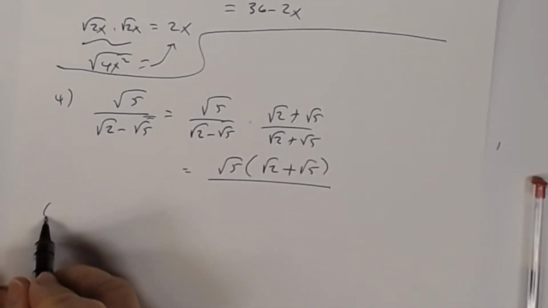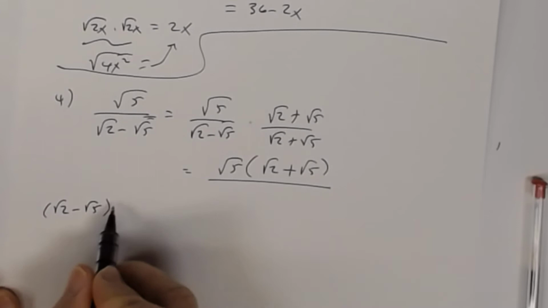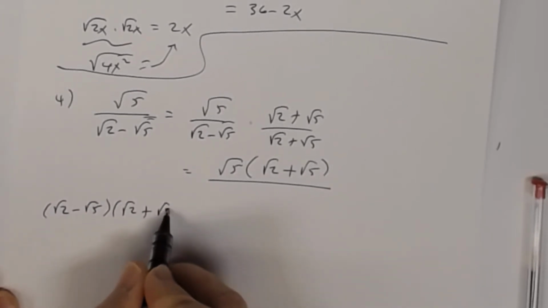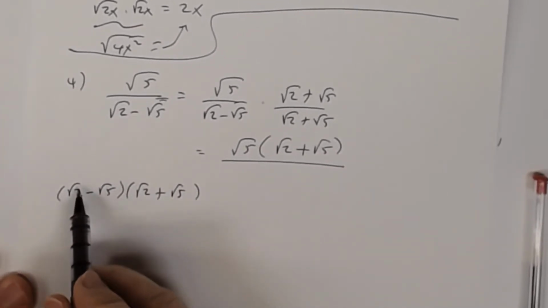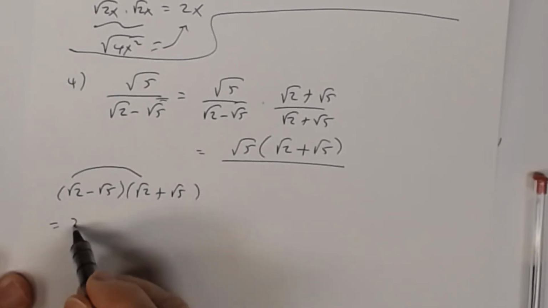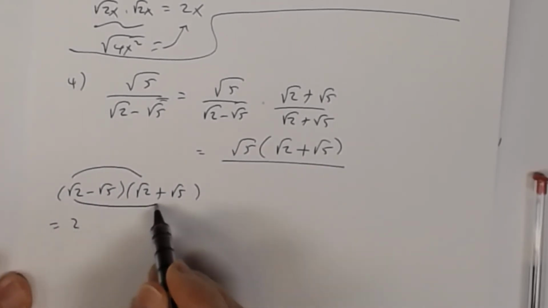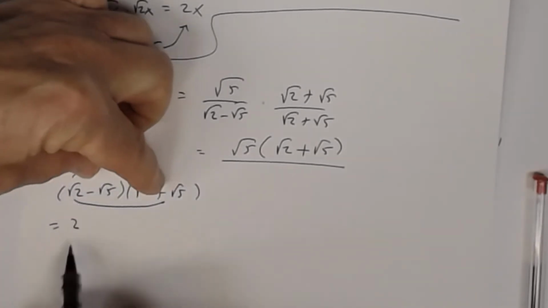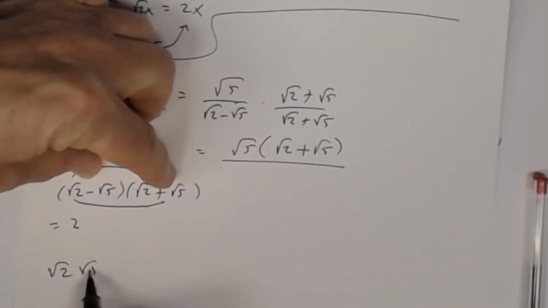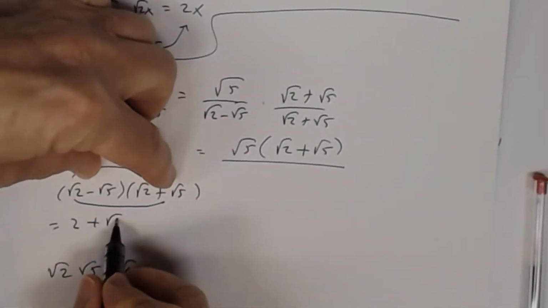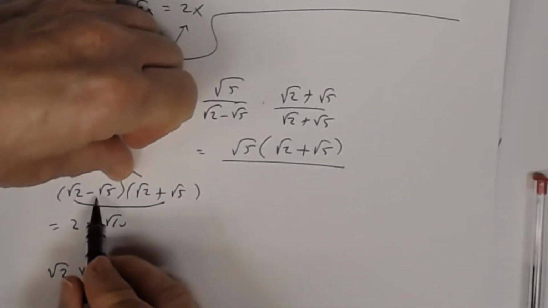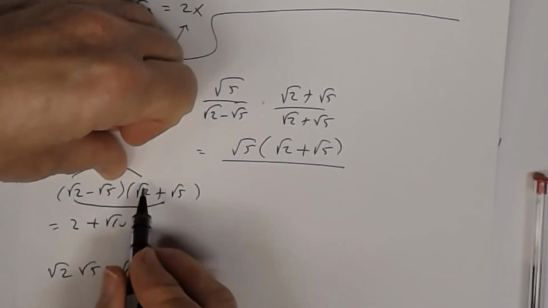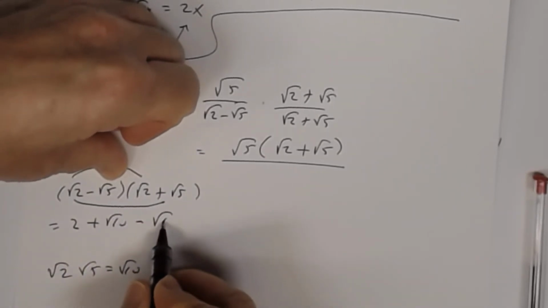So I have the square root of 2 minus the square root of 5 times the square root of 2 plus the square root of 5, right? So when I FOIL, the square root of 2 times the square root of 2 is 2. The outer is the square root of 2 times the square root of 5, which you know is the square root of 10, right? So I get plus the square root of 10. The inner, same idea, except it will be negative square root of 10. So minus square root of 10.